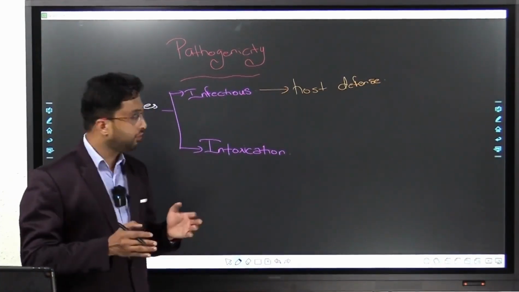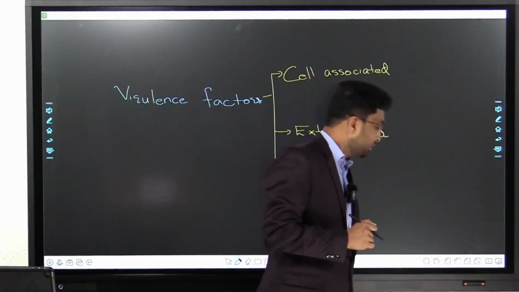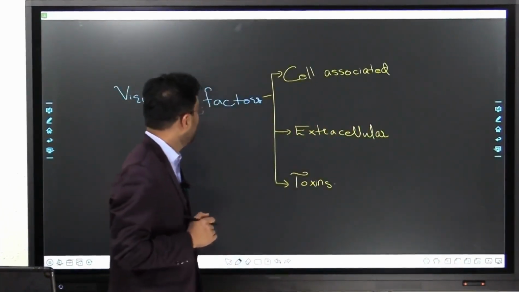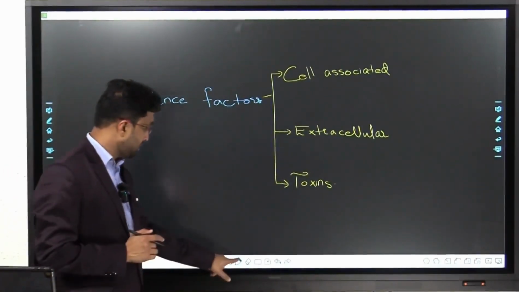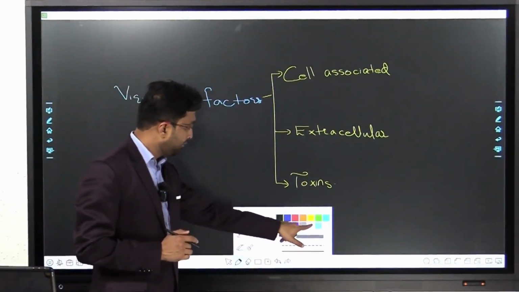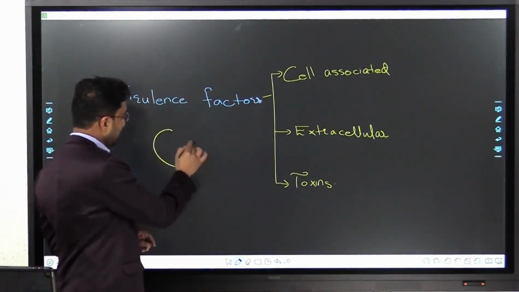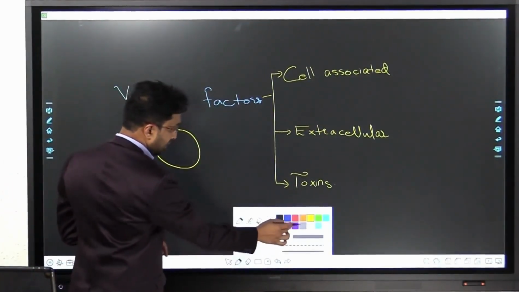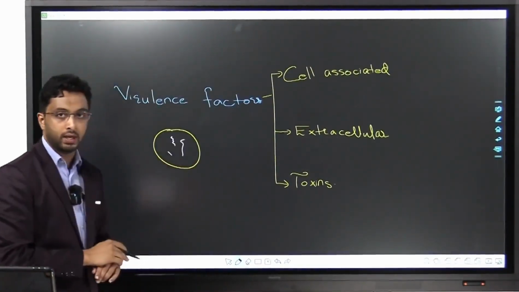Okay. The toxins will be acting. So let us now see the virulence factors, which include toxins. There are three broad types of virulence factors. One is cell associated, meaning inside the cell. Okay, inside the cell there is something. We'll see what they are.